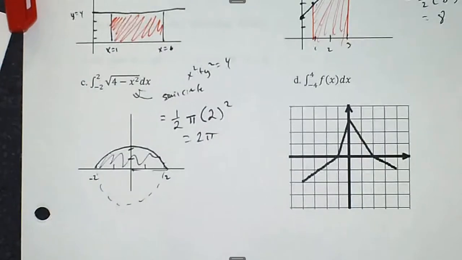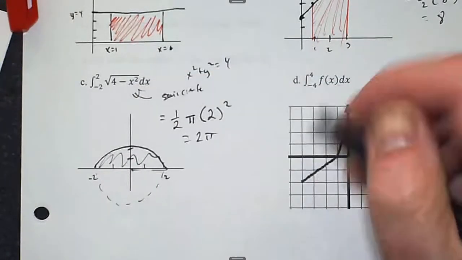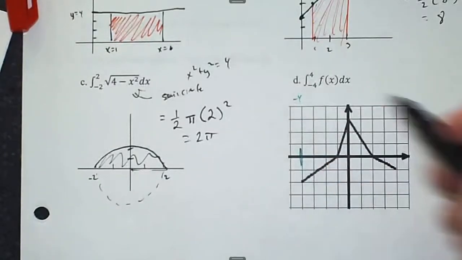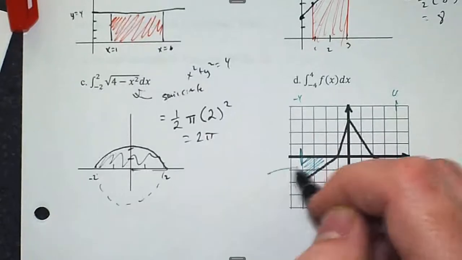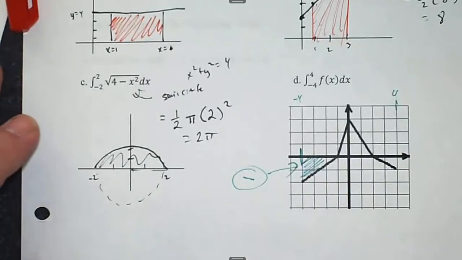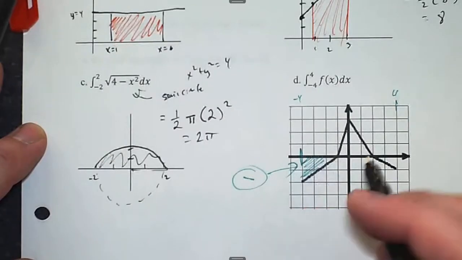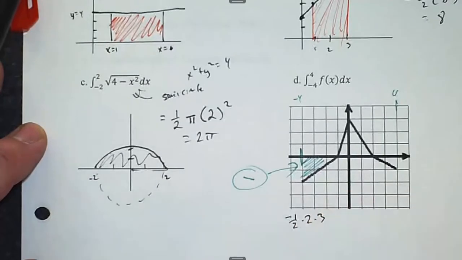All right, let's try this next one. The integral from negative 4 to 4 of f of x dx. So negative 1, 2, 3, 4. So in this area over here, I'm going from negative 4 to 1, 2, 3, 4. This area here, though, is going to be negative because it's below the x-axis. So let's find that area. That's a triangle. 1/2 base times height, so that's 2 times 3. But it's going to be a negative.